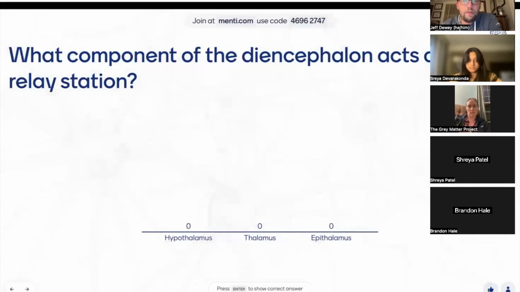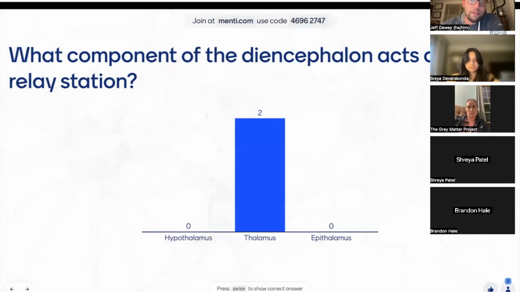So which component of the diencephalon acts as a relay station? There's only three components of the diencephalon, so I can't give you a four-part question here.